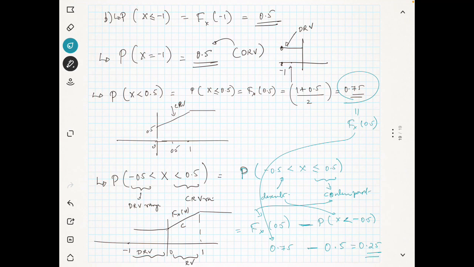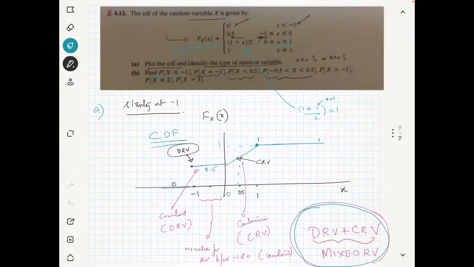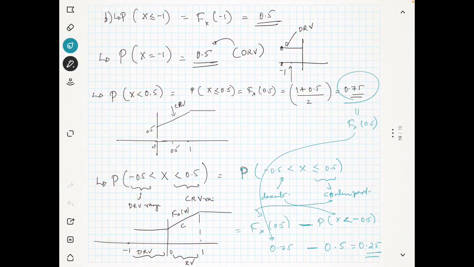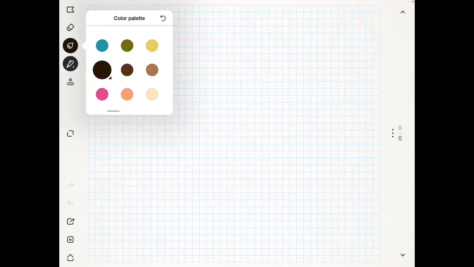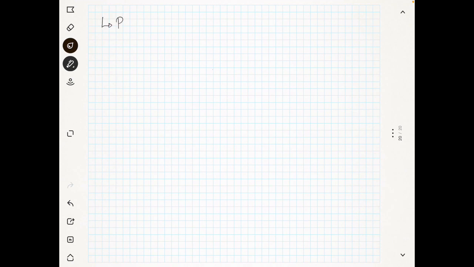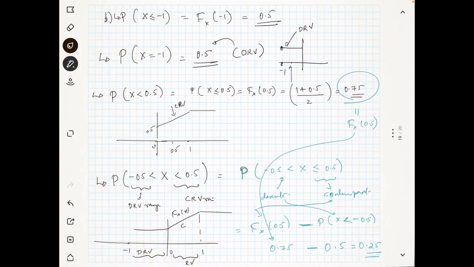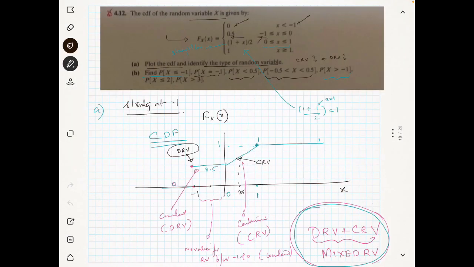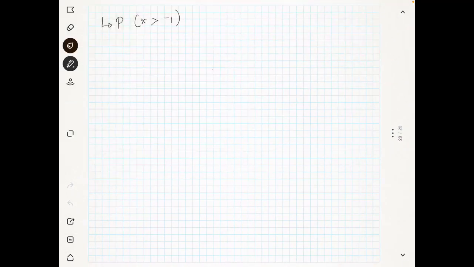The next part of the problem: the probability that x greater than minus 1, sorry, that is the question. So what is that probability? For x greater than minus 1, it is nothing but 1 minus the probability that x less than or equal to minus 1.